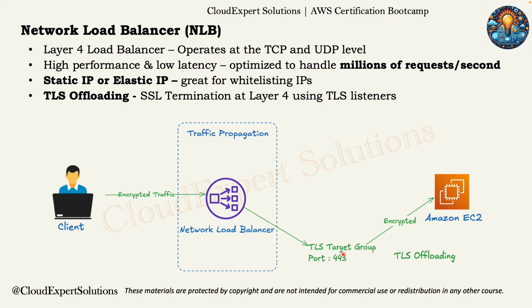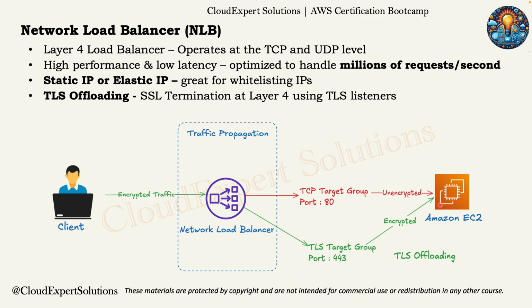Since you are configuring a TLS target group over port 443, the network load balancer will first decrypt the user request, then it will open another new TLS session and encrypt the request, and it will pass that encrypted request to the TLS target group, which is our Amazon EC2. Then Amazon EC2 will decrypt the request before processing.